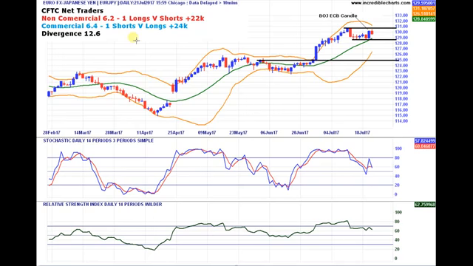Divergence between the groups for us is really good, and I like the fact they've speeded up, and they speeded up into 129. Non-commercials, in my view, probably don't have enough power to take out the 131 decisively.